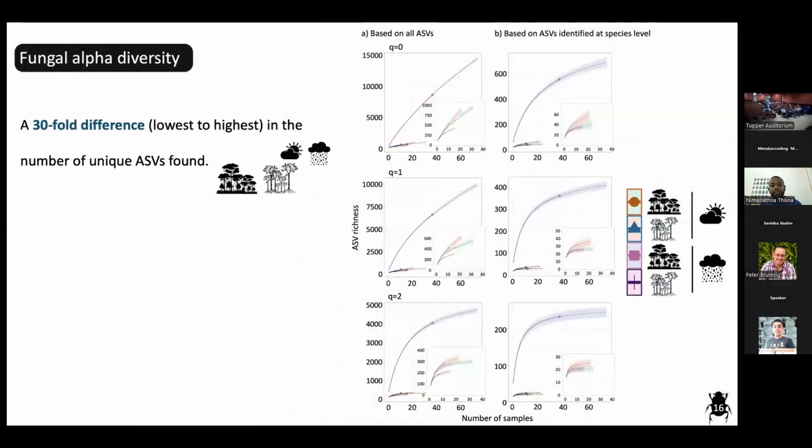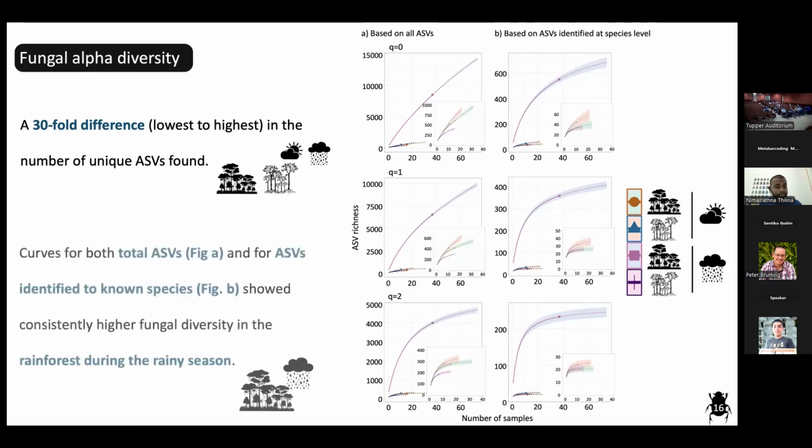When you look at the diversity, the rainy season rainforest showed the highest number of sequences, based on the total ASVs and also the ASVs or sequences identified at the species level. When you compare the column on the right and the column on the left, there's a huge difference, more than 30 times different between the species identified from the known database and the total ASVs we found. So it's clearly showing that the rainy season rainforest has a higher diversity compared with the dry season rainforest, the rainy season rubber plantation and the dry season rubber plantation.